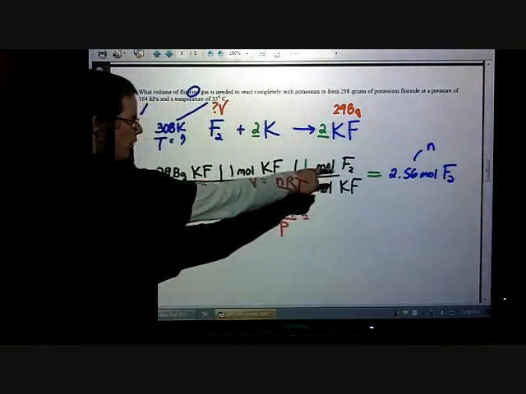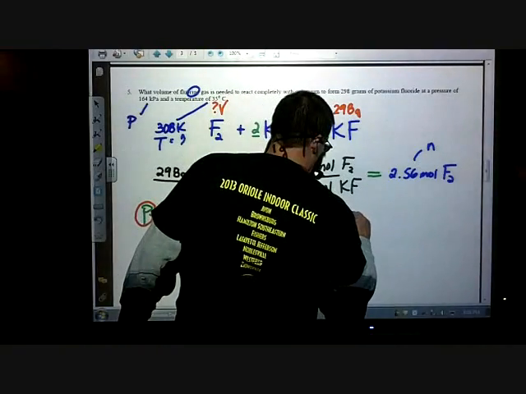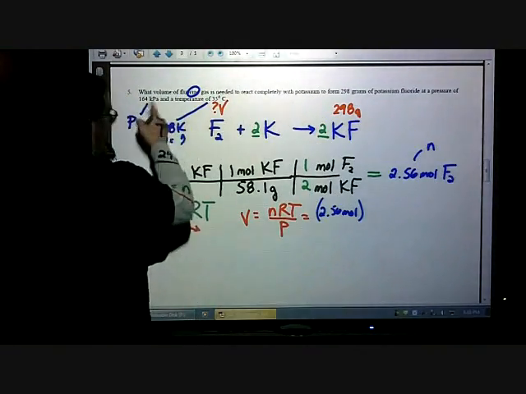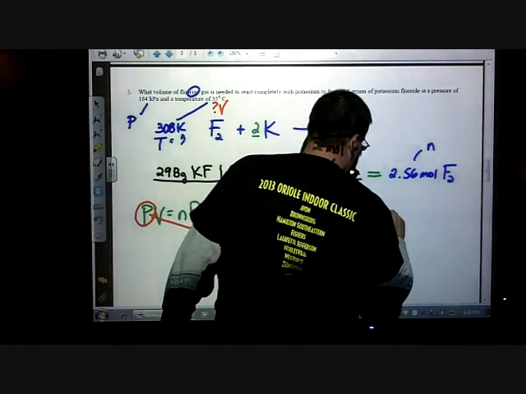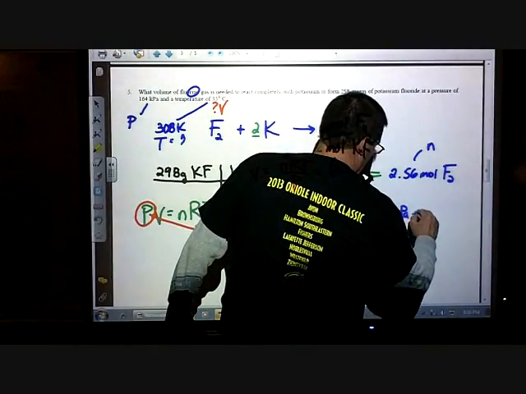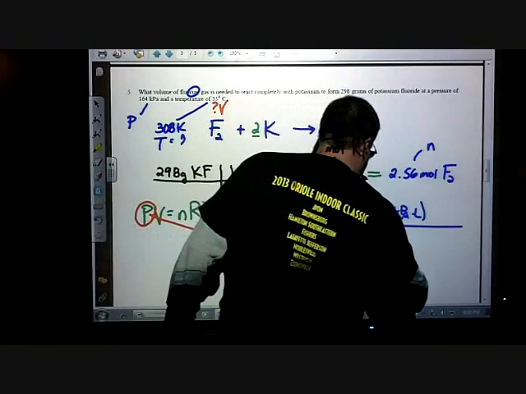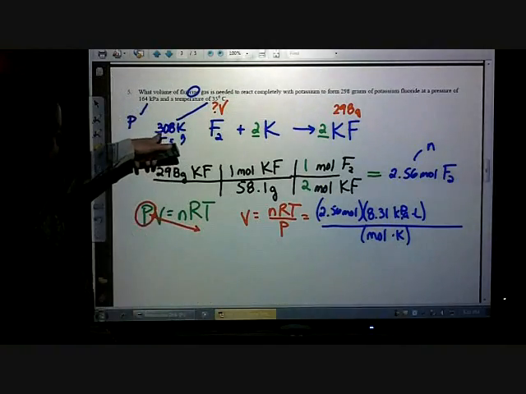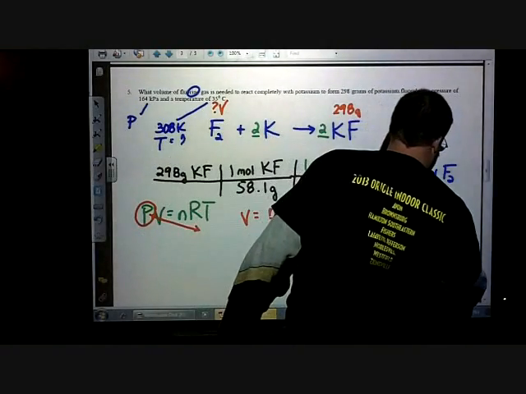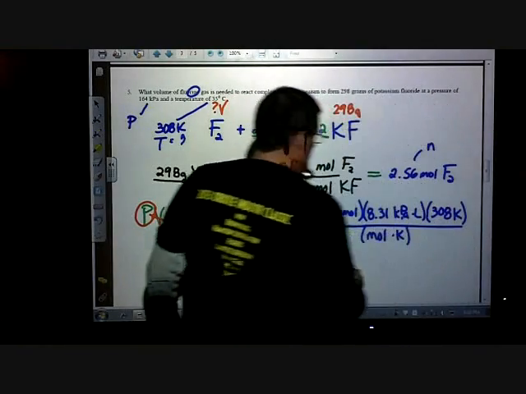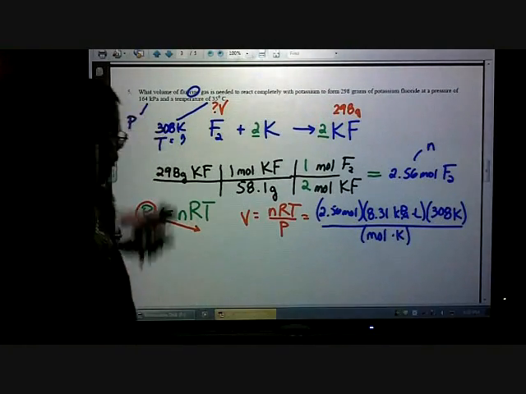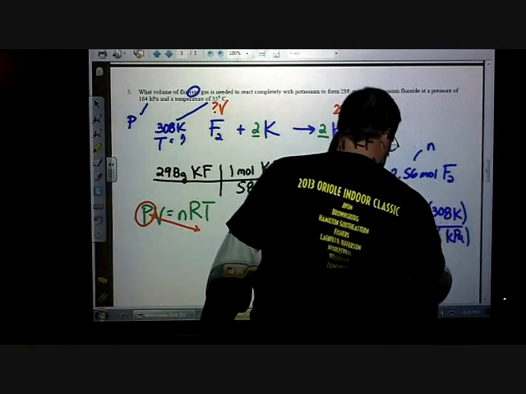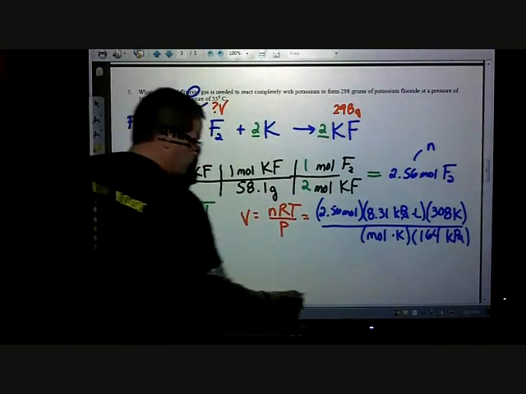And we plug in the values that we just solved for, so 2.56 moles. The R value that we'll use here, since we are in kilopascals, we need to use the 8.31 kPa liter over mole Kelvin down below. The temperature is 308, which we found earlier. And the pressure is 164 kilopascals. Okay. And then we just solve.